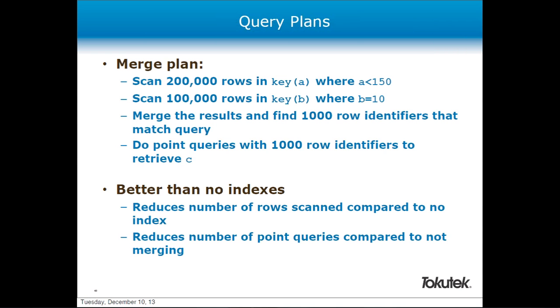So what the index merge is doing is it's not reducing the rows analyzed to answer the query. What it's doing is it's reducing the cost of each row analyzed by only inducing point queries on the 1,000 rows that match and not the 100K or 200K if you'd use just one index. And this is actually better than no indexes. Your scans got better, your point queries got a lot less compared to not merging.